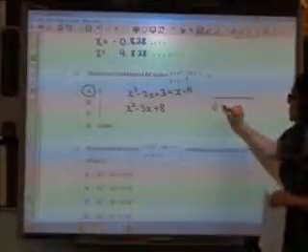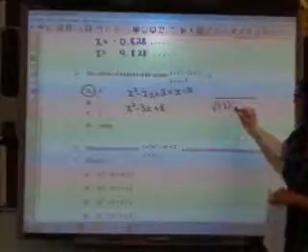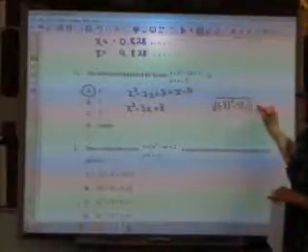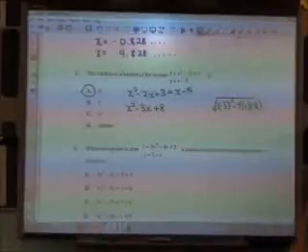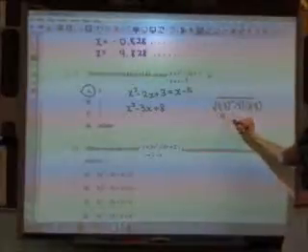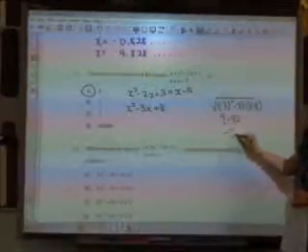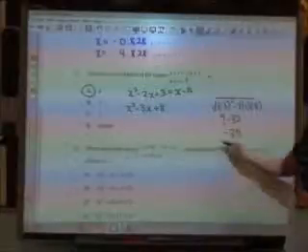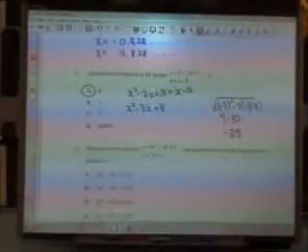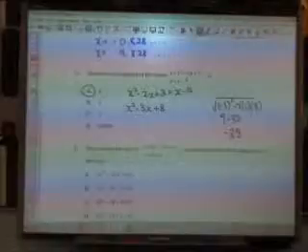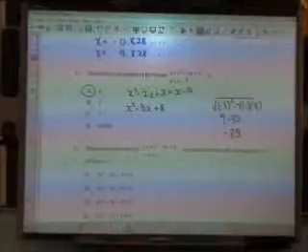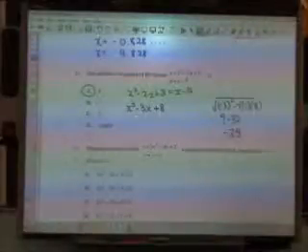So b squared, that's going to be negative 3 squared minus 4 times a times c. And when I do that, I get 9 minus 32, which is a negative 23. I can't take the square root of negative 23. So again, there's no solution. Okay, so there's two ways that we could look at this. We could have looked at it from an algebraic approach.